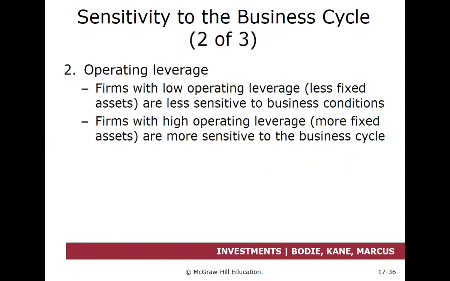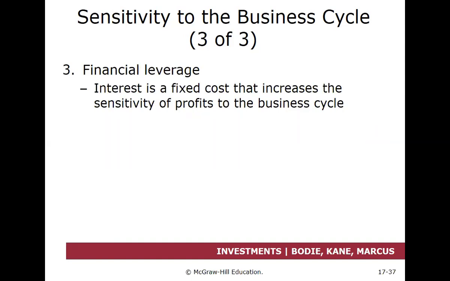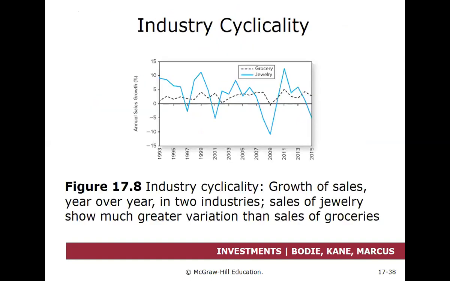The second sensitivity to the business cycle is operating leverage. Firms with low operating leverage, that means less fixed assets, are less sensitive to business conditions. Firms with high operating leverage, more fixed assets, are more sensitive to the business cycle. Now we discuss the third sensitivity to the business cycle: financial leverage. Interest is a fixed cost that increases the sensitivity of profit to the business cycle.